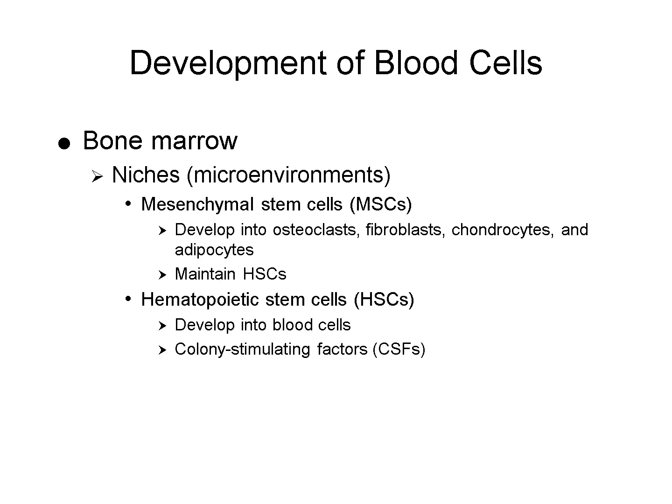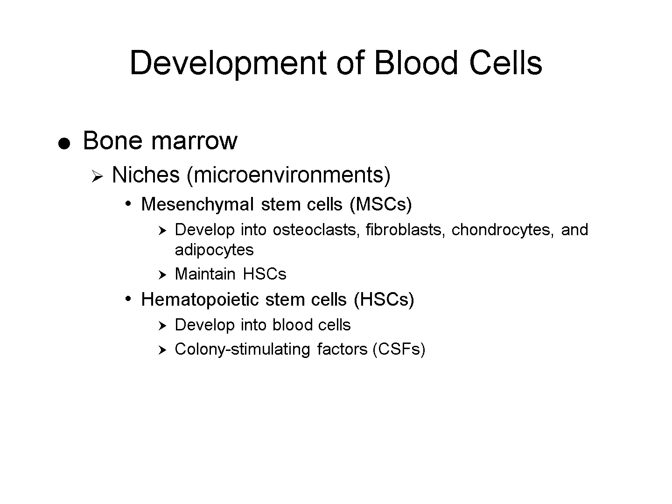Within the bone marrow, special microenvironments called niches support the development of blood cells. Mesenchymal stem cells form the stromal framework and can differentiate into various connective tissue types.